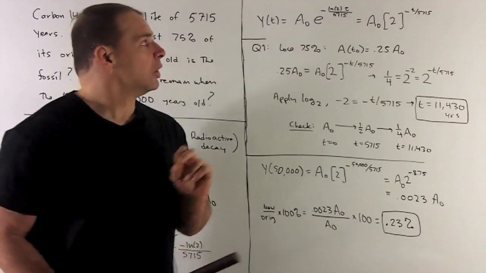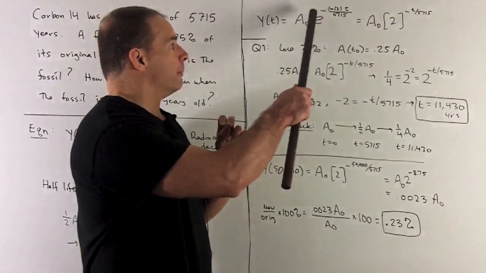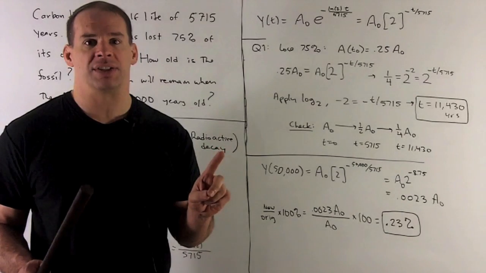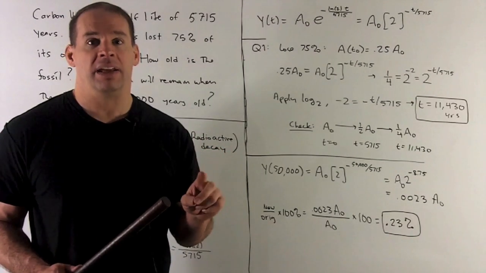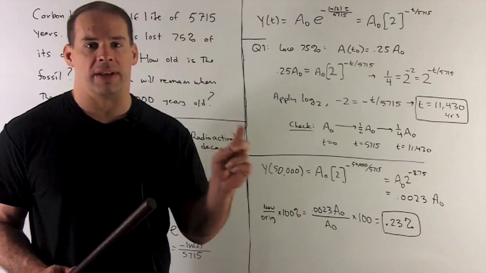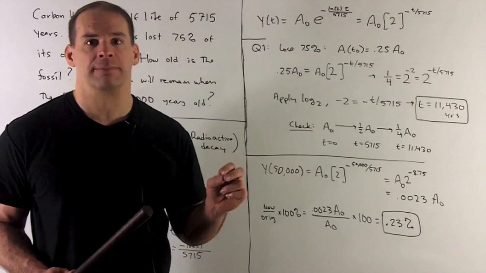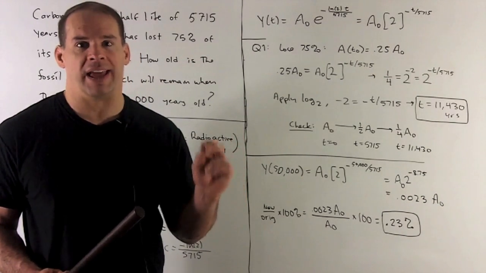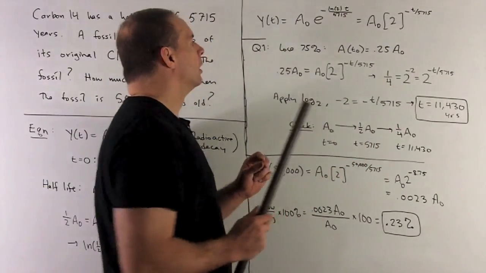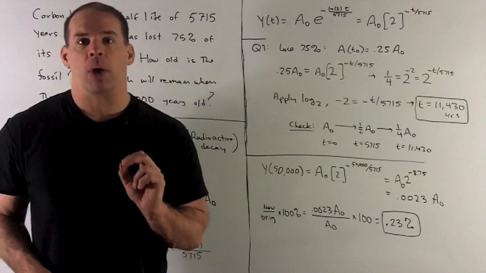Now, let's take c, put it back into the original equation. I do that. We could separate out the minus t over 5,715 to the outside of the parentheses. On the inside, I'll have e to the natural log of 2. That simplifies to 2. E to the natural log of anything collapses. And then I have my final equation, A0 times 2 to our exponent here. Now, we can answer some questions.